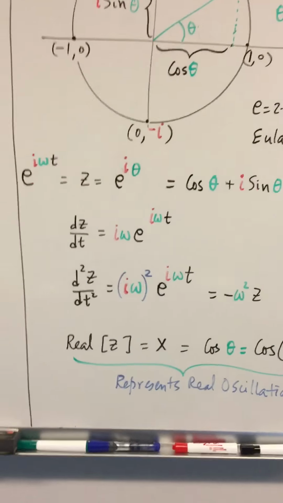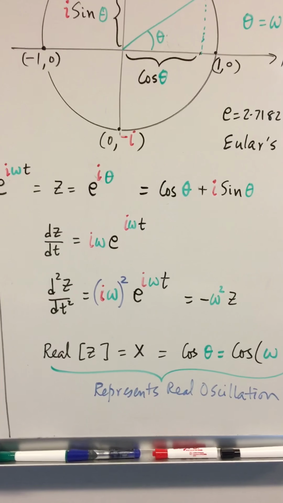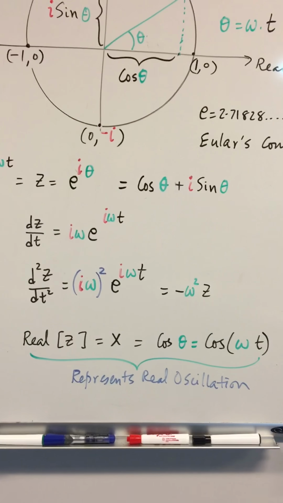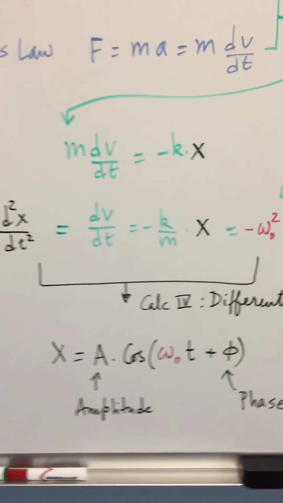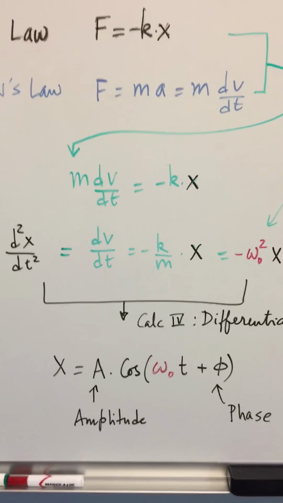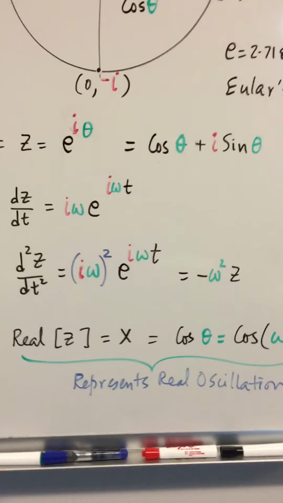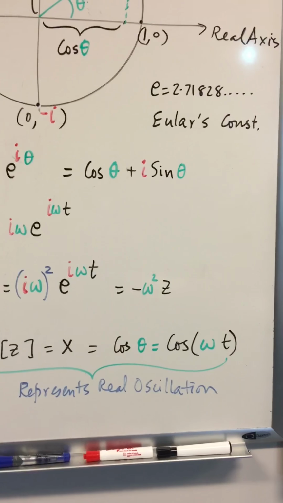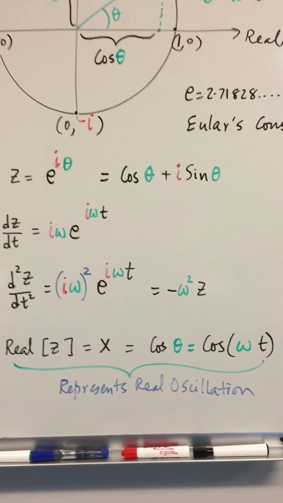As a result, when you take the derivative of z with respect to time, you get i omega e raised to i omega t. The second derivative ends up giving you minus omega squared times z, which basically is the same kind of equation as this. All right. So what is done is you take the real part of z, which then gives you x, which is cosine of theta, which is cosine of omega t, and that is what represents real oscillation.